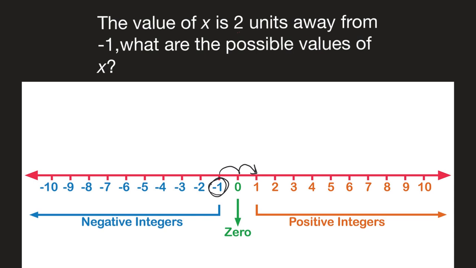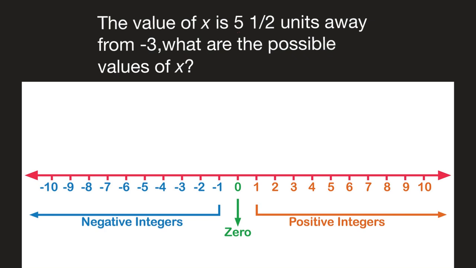So one of the answers would be 1. And if I go 2 units to the other side, that would be 1, 2 spaces here, and I would end up at -3. So we have two different answers in this case. Again, we have -3 and we have 1.